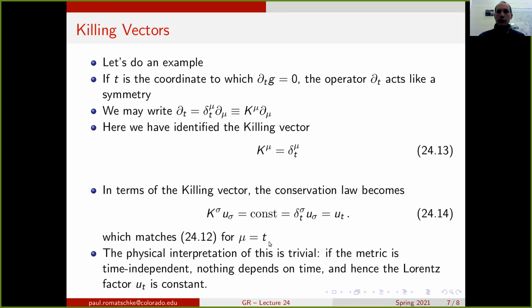The physical interpretation of this is, if you want to, kind of trivial. It just says that if the metric tensor itself, g, does not depend on time, nothing depends on time, and hence the Lorentz vector is time independent. You would say that, okay, this is maybe a trivial example, and I would agree with you, but the point is that we can use Killing vectors in more complicated situations.